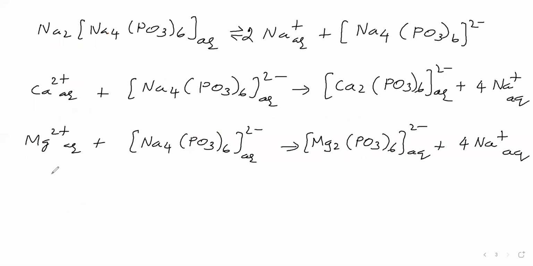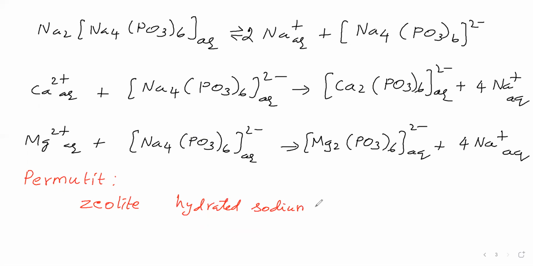Okay. Next, we will go for the permutit process. This permutit is called artificial zeolite. What is the chemical name of this artificial zeolite? The chemical name is hydrated sodium aluminum orthosilicate.